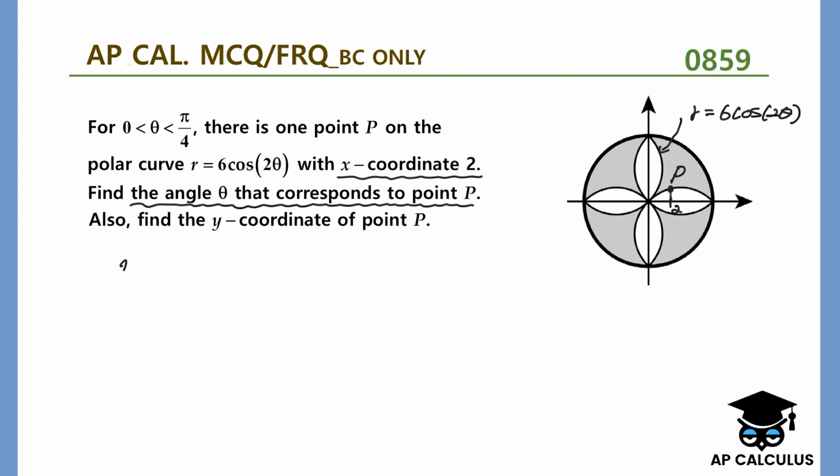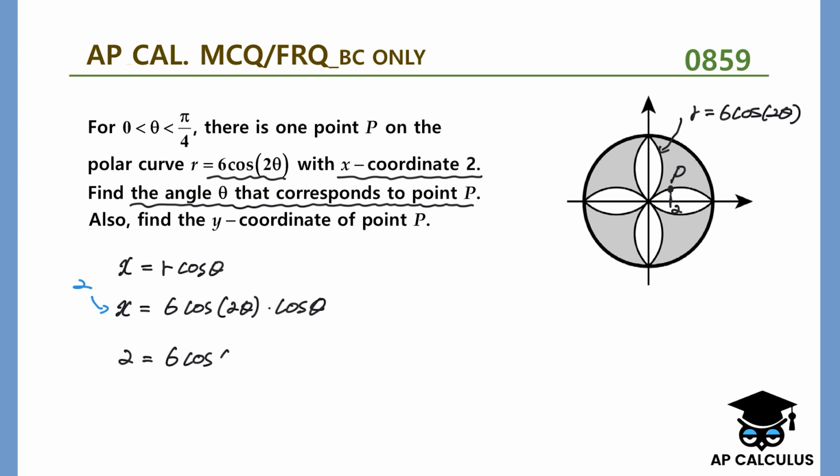We know that x is equal to r cosine theta in polar curve, right? So x is equal to r, that's 6 cosine 2 theta, 6 cosine 2 theta times cosine theta, right? We're trying to find angle theta when x coordinate is equal to 2, right? So substitute 2 here, then that's going to be equal to 2 is equal to 6 cosine 2 theta times cosine theta. And we're going to have to use our calculator to find angle theta, all right?